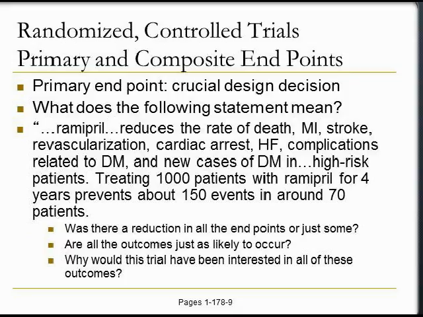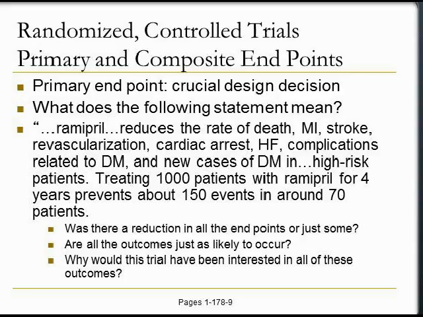So they say that ramipril reduces the rate of death, MI, stroke, revascularization, cardiac arrest, heart failure, complications related to diabetes, and new cases of diabetes in patients. What does that mean? Does it mean ramipril reduces the rate of death and reduces the rate of MI and reduces the rate of stroke? Or is it all these things combined? And how do we make decisions clinically if we don't know what things are being assessed?